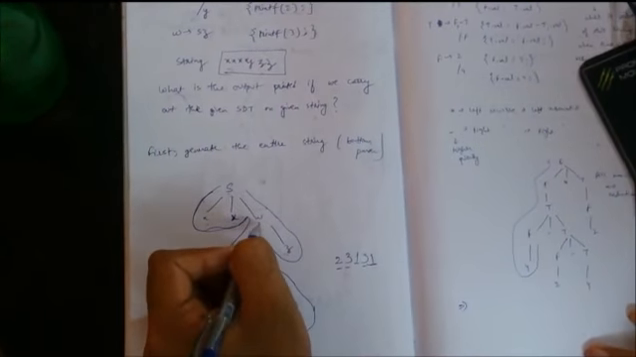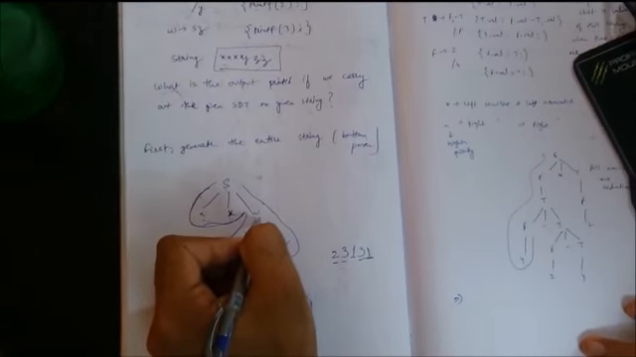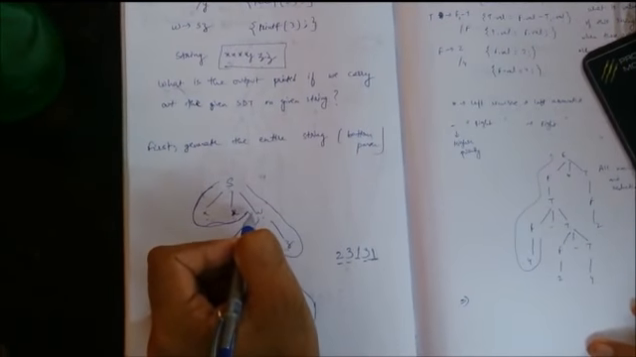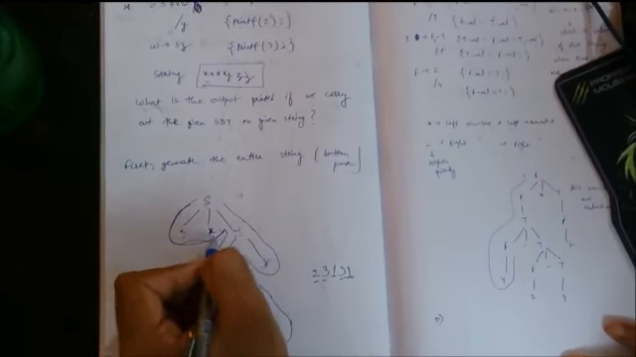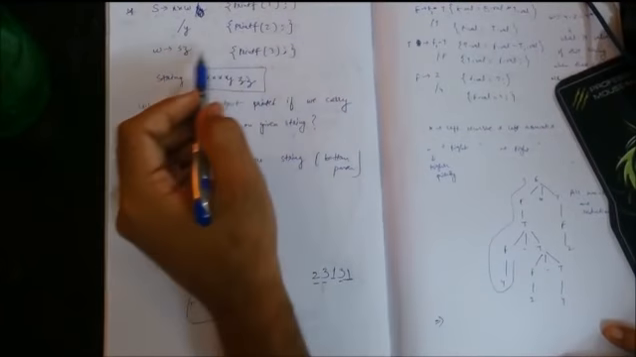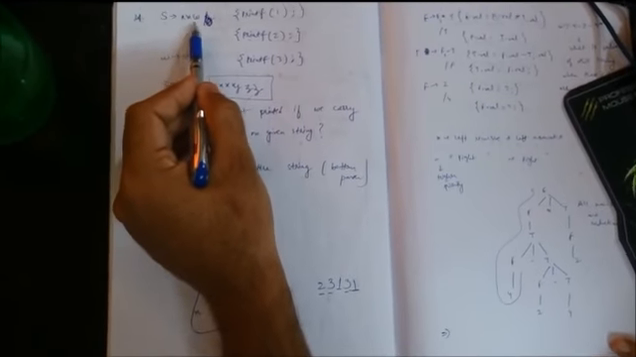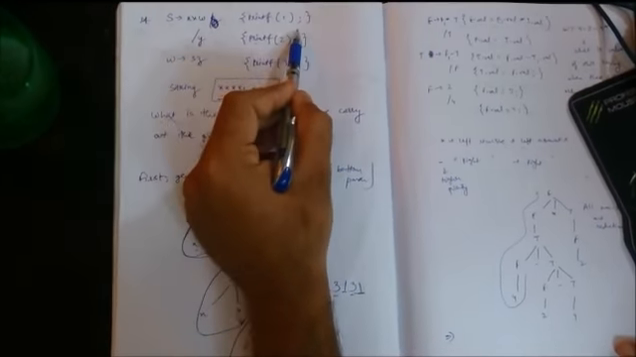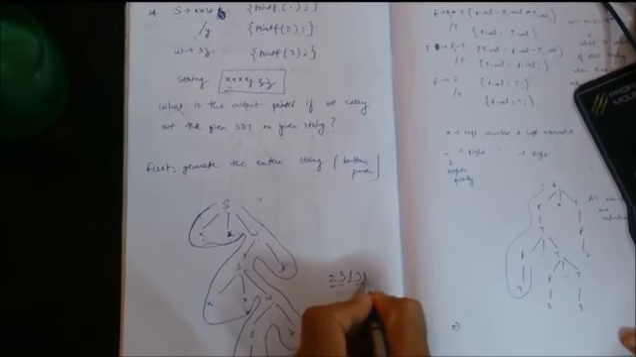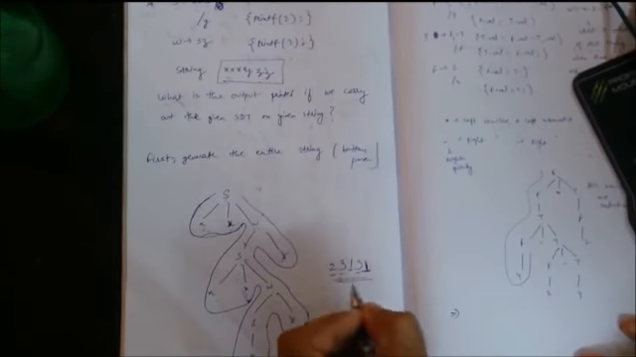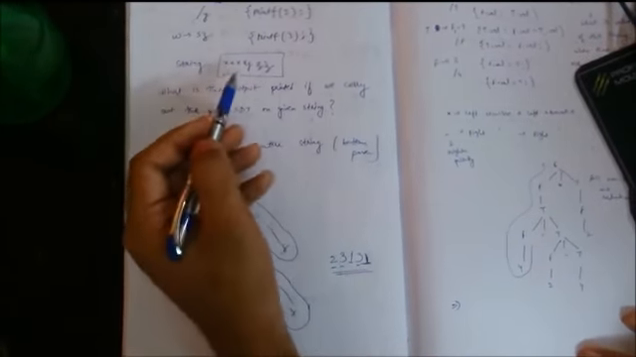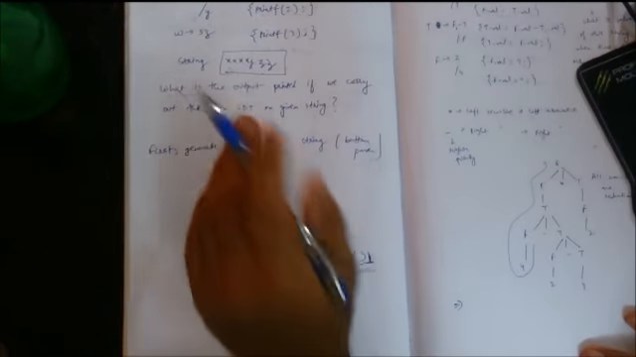Now we have xx and W. So we will check if there is any reduction like this where xx and W is converted to S. Yes, here xxW is converted to S. What is the action? Printing 1. So 1 will be printed. So this will be the output if we carry out the syntax directed translation on this string.